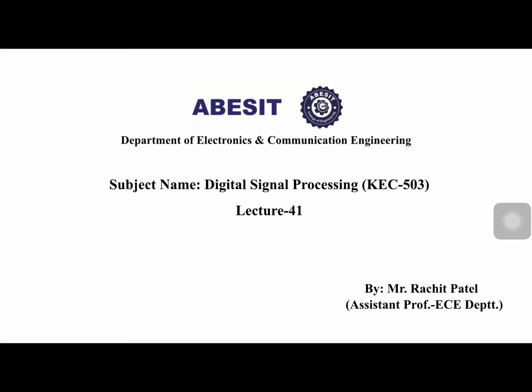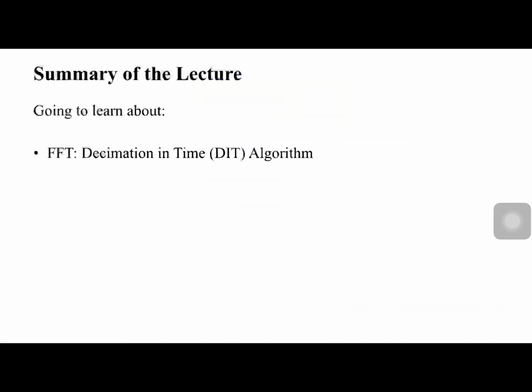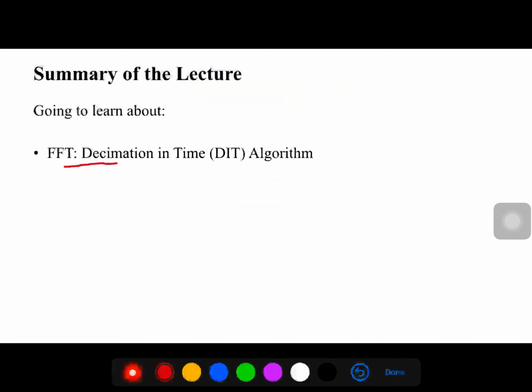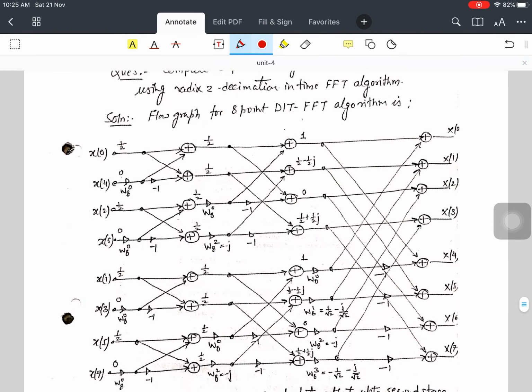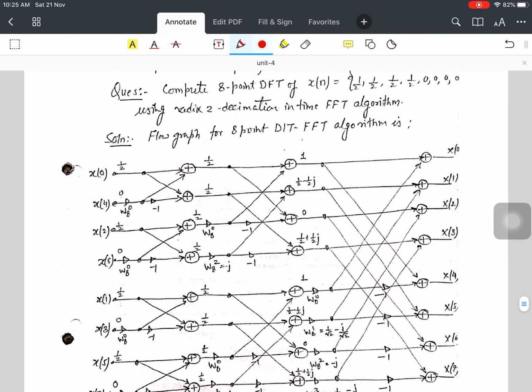Lecture 41 based on the 4th unit for the subject digital signal processing. In this lecture we are going to see some numerical problems based on the FFT decimation in time (DIT) algorithm. So, we will see some numerical and designing problems based on this topic.